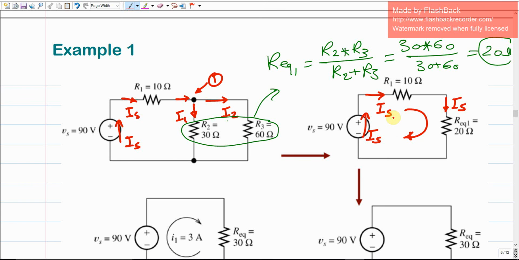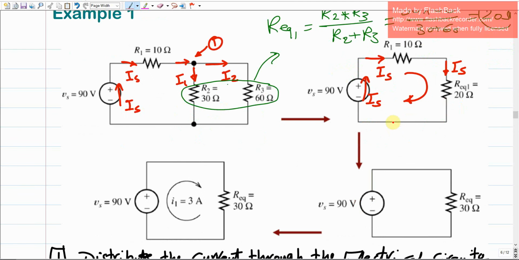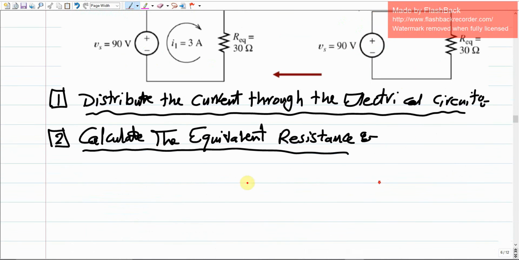It means that R1 and R equivalent 1 are series resistors. So what does it mean? It means that we can combine both of them into an equivalent resistance, which is gonna be their sum. If you sum 10 plus 20, this is gonna give us 30. So what does it mean? In the second step, we just calculated the R equivalent. We just got it as 30 ohms. And this is gonna be the second step.